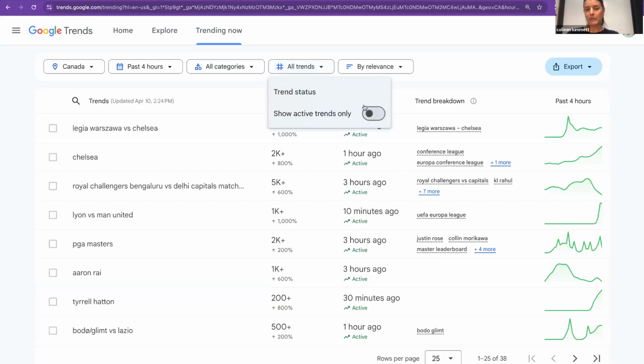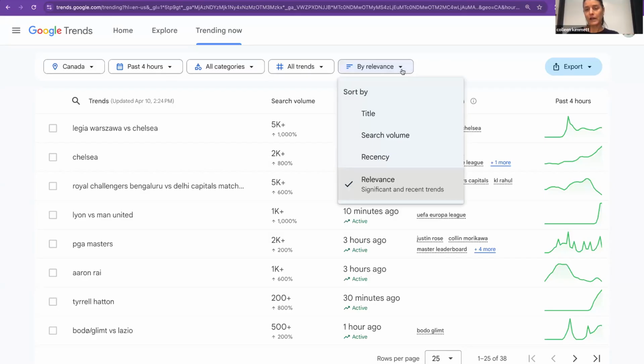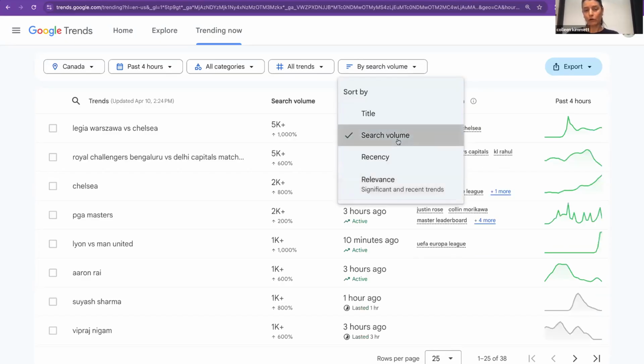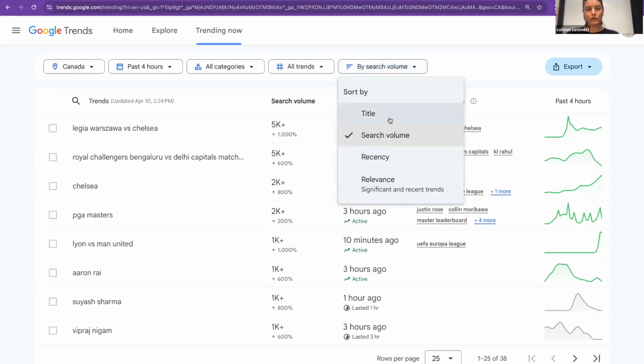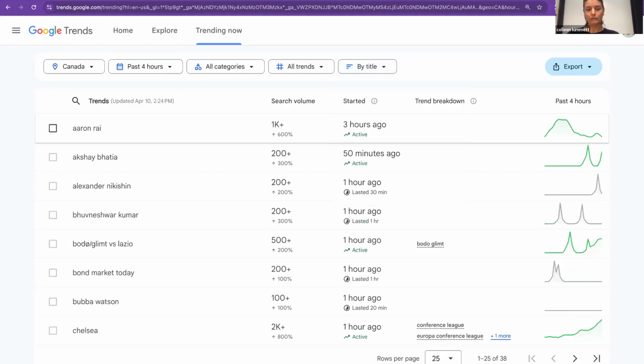All trends, this is just showing what is currently continuing to see an uptick in search interest, active only versus all trends. And then by relevance, you can sort by what is currently trending, to search volume, just another way of organizing this list, basically, to title alphabetically.